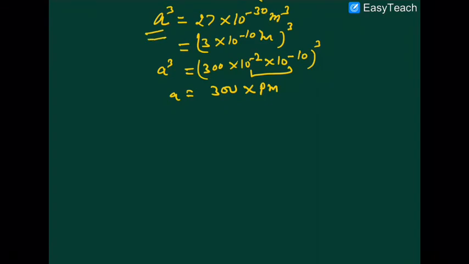So A cube comes out to be 27 into 10 power minus 30 meter cube. So 27 is cube of 3, and 10 power minus 30 is cube of 10 power minus 10. So you multiply by 100, divide by 100, this becomes 10 power minus 12, which is picometer. So the answer is what? 300 picometer. That is the answer here in this case.